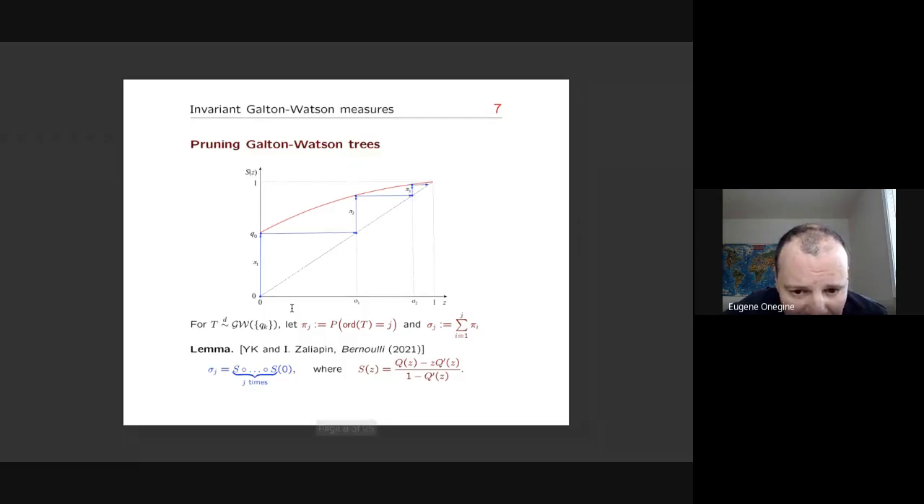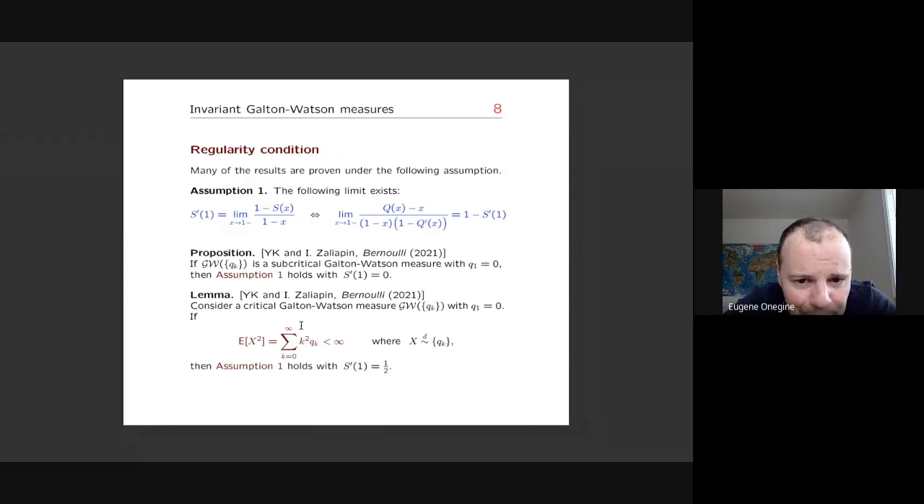Maybe I'll return to this picture later because I want to cover everything that I have planned for you. So first, let me tell you what our regularity assumption will be. Our regularity assumption is the existence of the derivative of this function s at 1, right? So this is s of z.